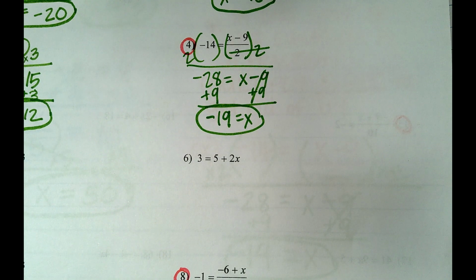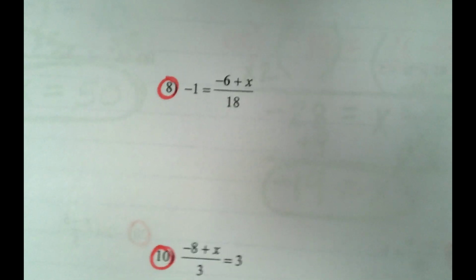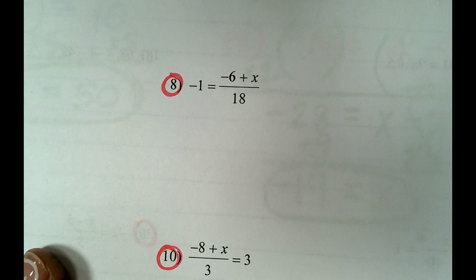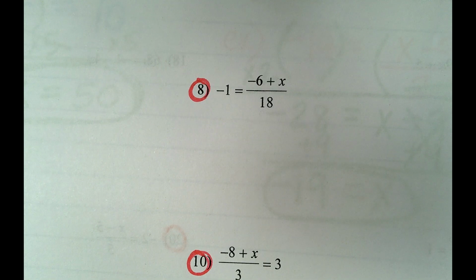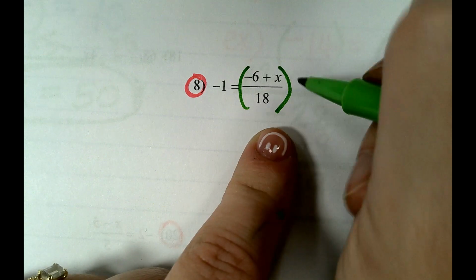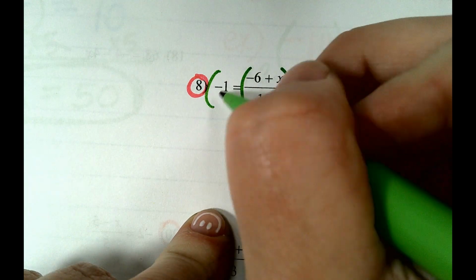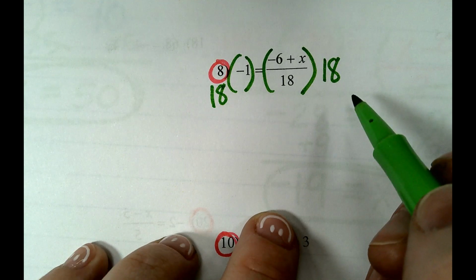Let's look at number 8. Number 8, what would I do first? We're going to times 18. We got to get rid of that fraction. Yes. So we're going to multiply by 18 on both sides. Okay.